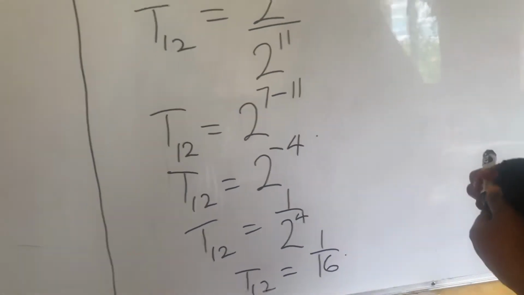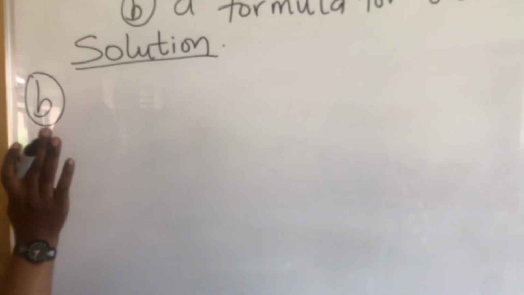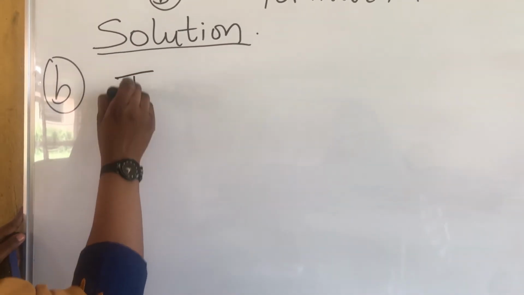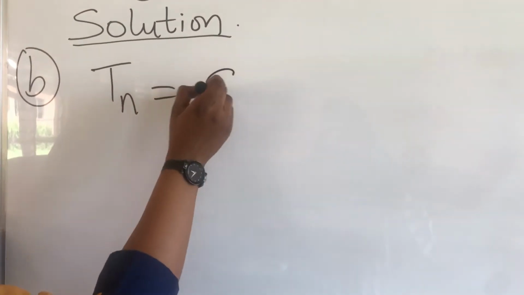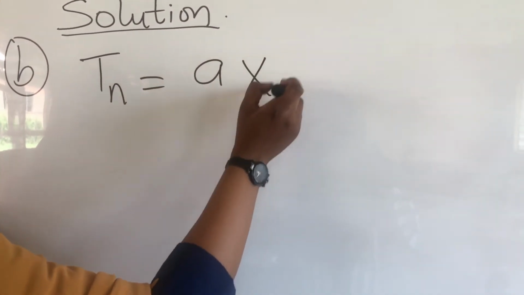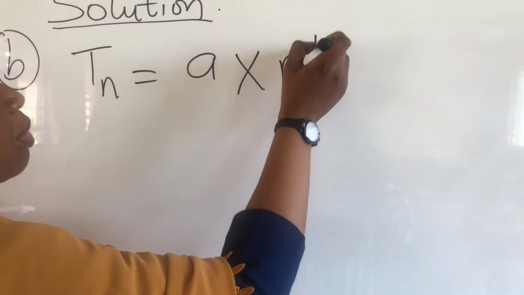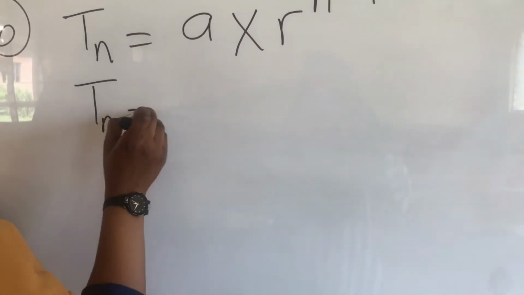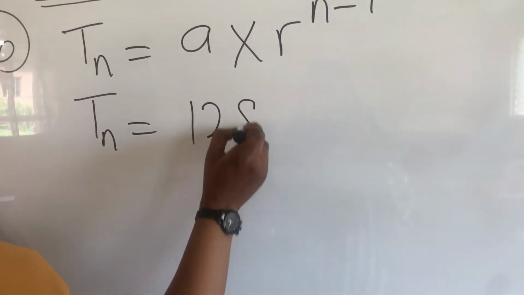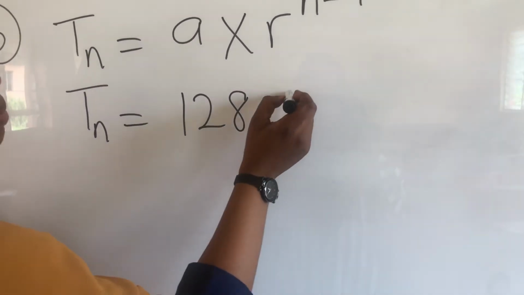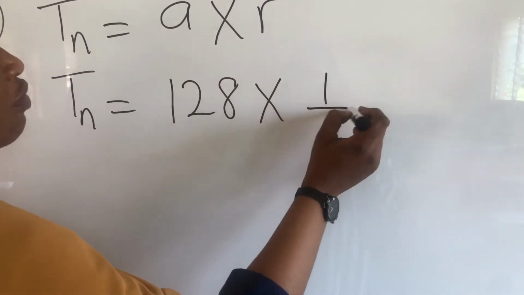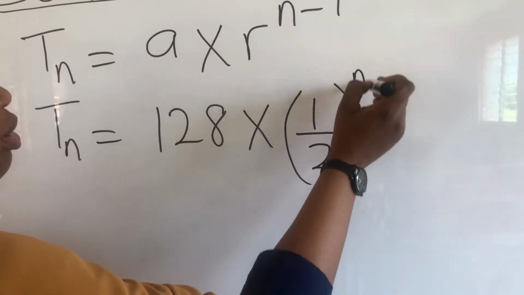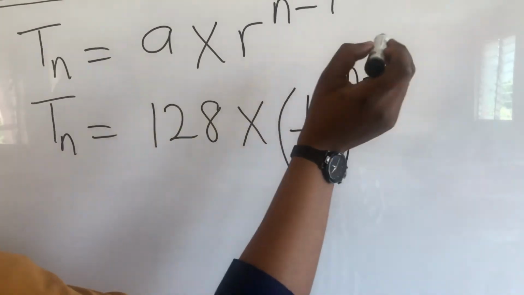B, a formula for the nth term. So the formula for the nth term will be equal to a multiplied by r raised to the power of n minus 1. So the nth term will be equal to 128, that is our first term, multiplied by 1 over 2, the common ratio, everything raised to the power of n minus 1.